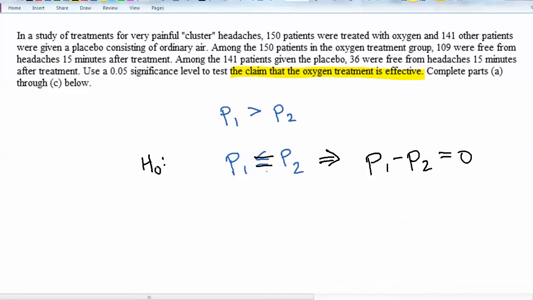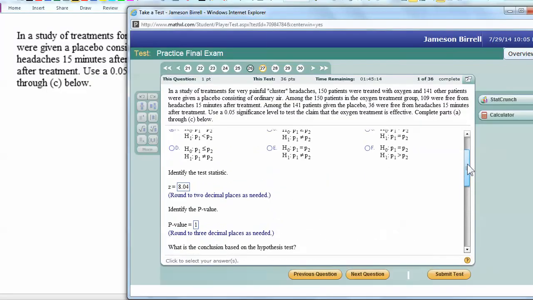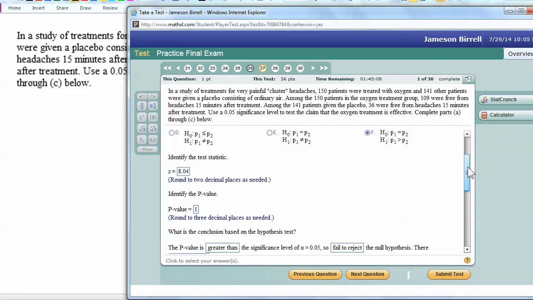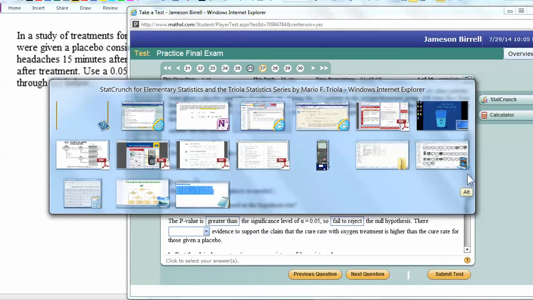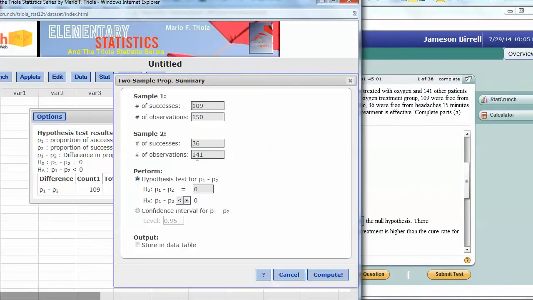So our null is actually coming from this statement, and our alternative is coming from the claim, which means that we actually want to switch this here. I'm glad I wrote it out. We want this one right here. And I'm going to make sure that I ran that test in the right direction now. Options, edit. We want it to go this way.